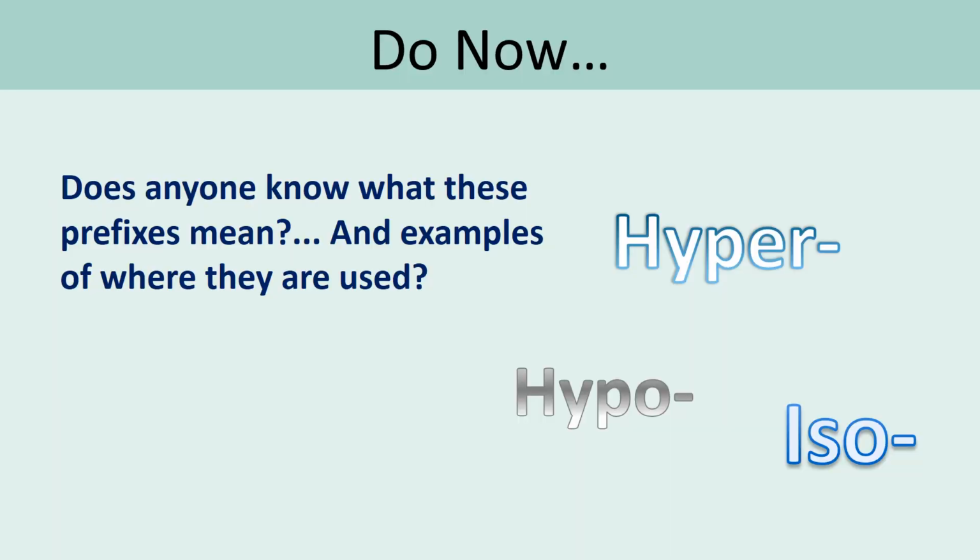Okay, now from those words that I just used that will probably be new to you, I want you to think about where you've heard hyper, hypo and iso before. So they are used as prefixes, so before words. So can you think of any examples of where you've heard those terms being used and what it actually means? So have a think about it. You can pause the video if you want.